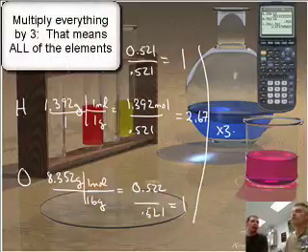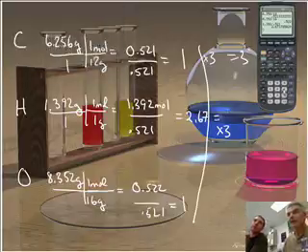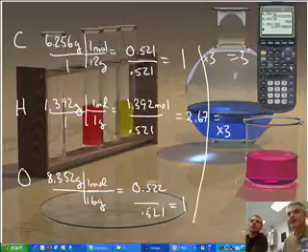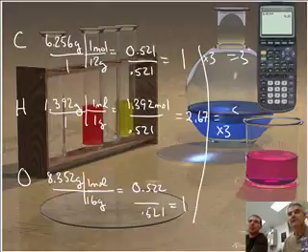Now this is a mistake so many people make. It's everything times 3, not just the 2.67, but the 1. So 1 times 3 is 3. 2.67 times 3, I'll put in the calculator, but hopefully you can do that on your own, is 8. And that's close enough to a whole number.